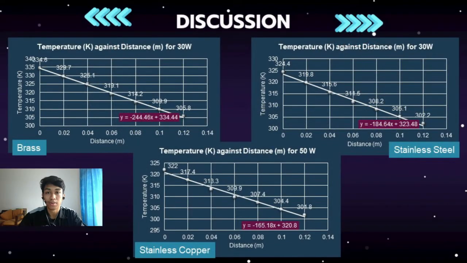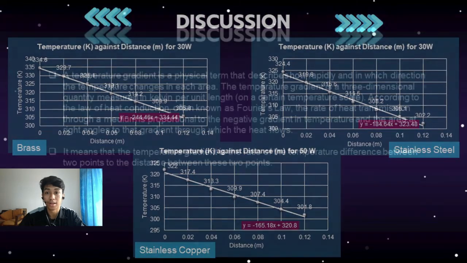This is the graph of temperature against distance for 30 watt for each material. For the brass, the gradient is negative 244.46. For stainless steel it is negative 184.64, and for stainless copper it is negative 165.18.